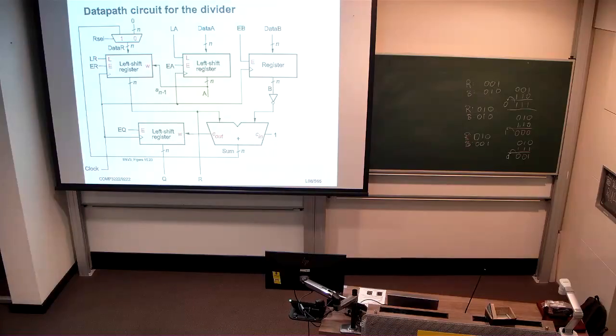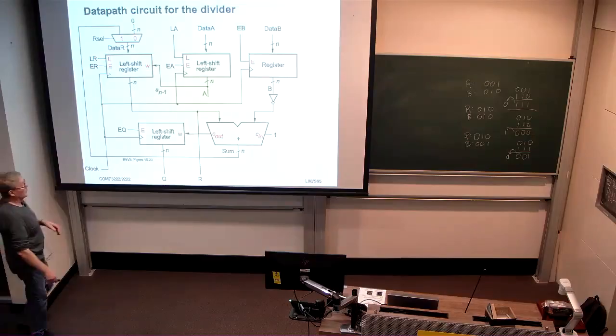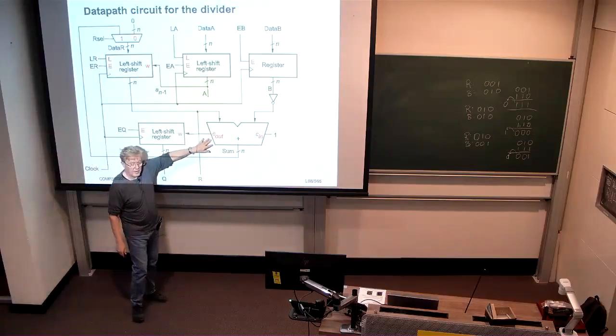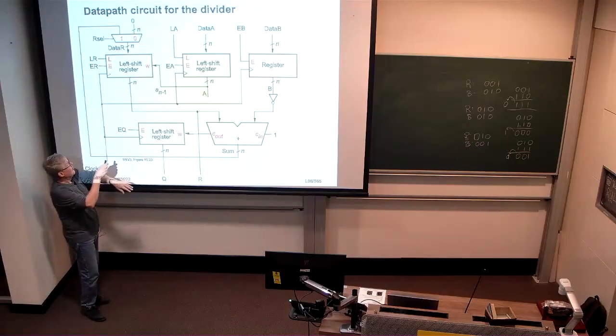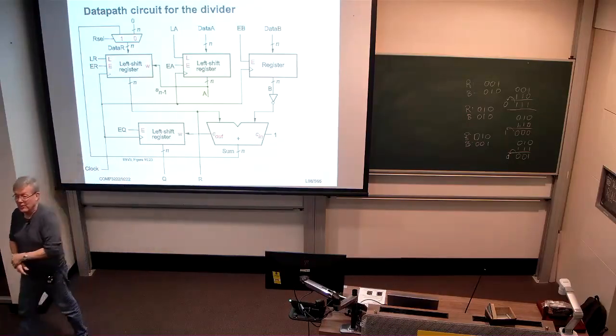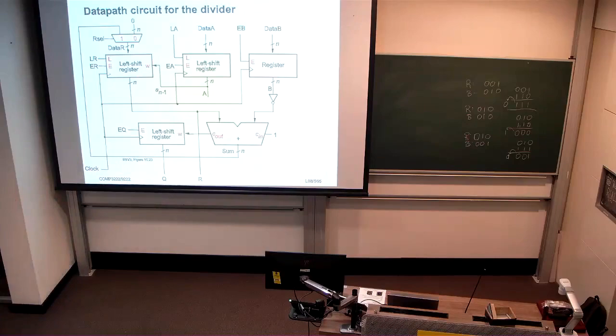Right. So that shows us all of the control signals that we have here, EB, LA, LR, ER, EQ, and R cell. And it also shows us the status signals that we need. Carry out is a status signal that tells us whether we need to load a new value into this shift register or not. Right? When carry out is 1, we want to assert LR, not ER.